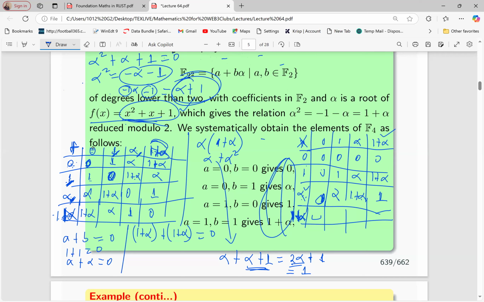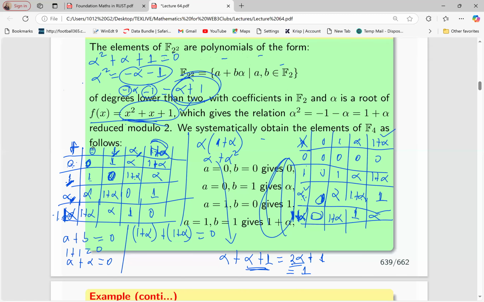This gives us 0. 1 plus alpha times that gives us 1 plus alpha. 1 plus alpha times this is the same as alpha times 1 plus alpha, since they're commutative. The element remaining here is alpha. Otherwise, you would have obtained it. Let's just obtain it: 1 plus alpha times 1 plus alpha.